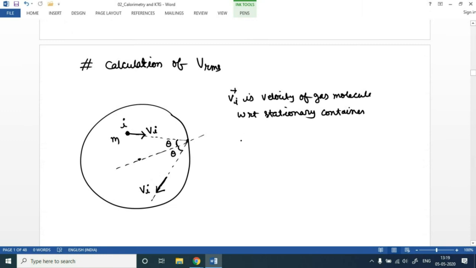So if we want to find the magnitude of change in linear momentum for this molecule, this would be simply 2 times m into vi cos theta. And the direction of change in linear momentum, you should realize, this would be the direction of delta p. That would be normal, or towards the center. So this is delta p over here.